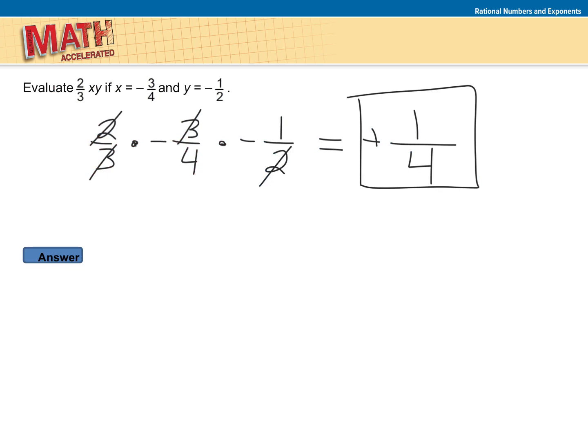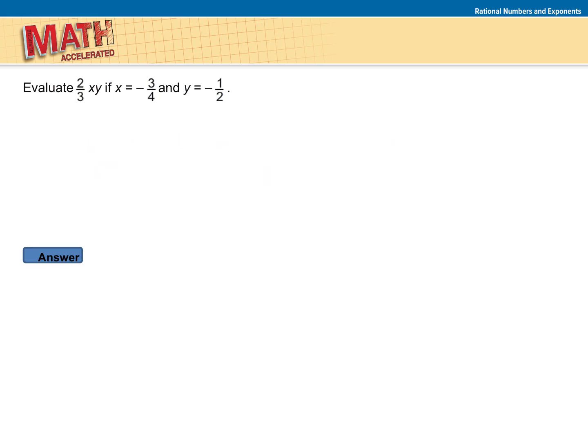Okay, so we have 2/3 times x times y. Those are all multiplying. So we have 2/3. What did they say x is? Negative 3 over 4. What did they say y is? Negative 1/2.